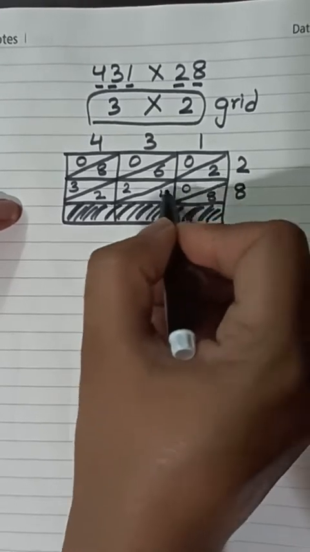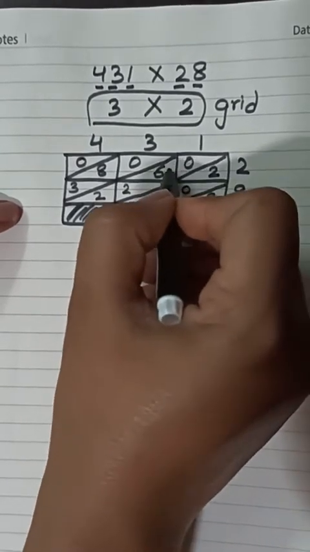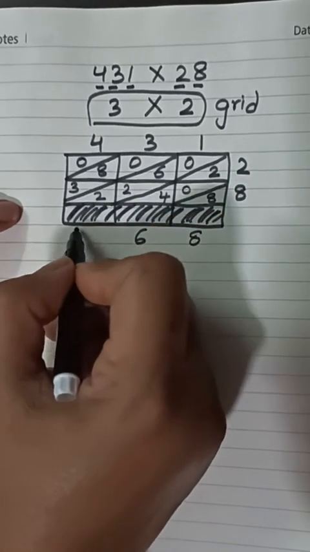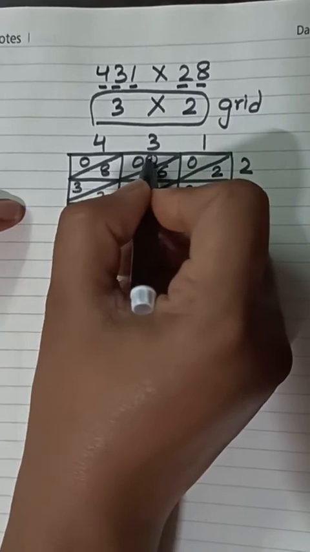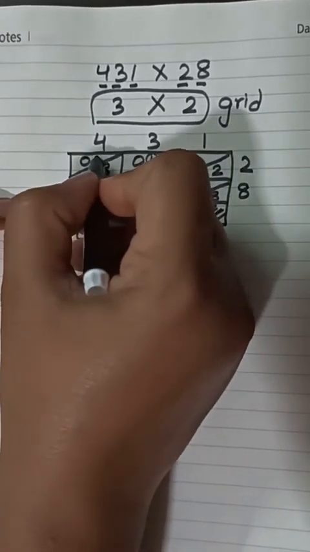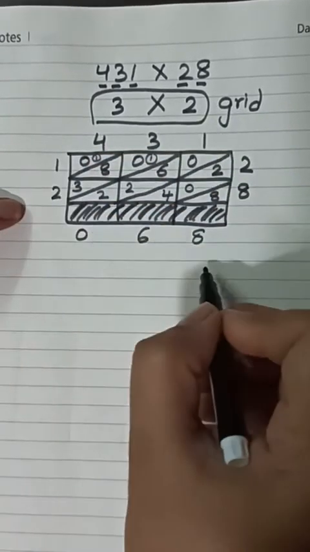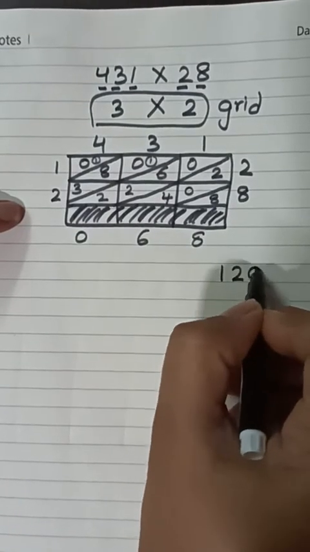So this is 8. We will add 4 and 2 6. Then 6 and 2 8. 8 and 2 10. This is 0 here and 1 carried over. 8 9 and 3 12. This is 2 here and 1 carried over and 1. So the product is 1 2 0 6 8.